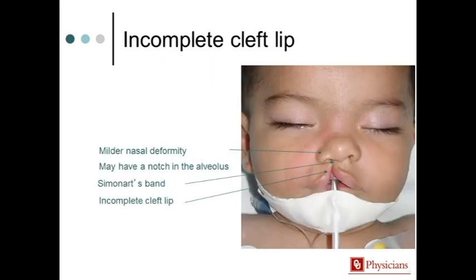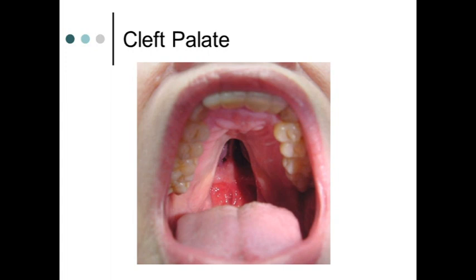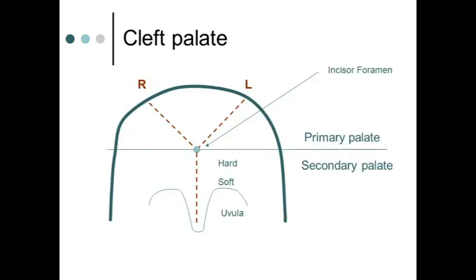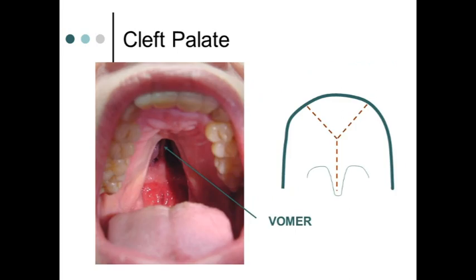The incomplete cleft lip will have a milder nasal deformity. It may have a notch in the alveolus, there is a Simonart's band, and there is incomplete cleft lip. The cleft palate: either it is related to the incisive foramen, the primary palate is anything in front of the incisive foramen, the secondary palate is anything behind the incisive foramen. This is a cleft palate.